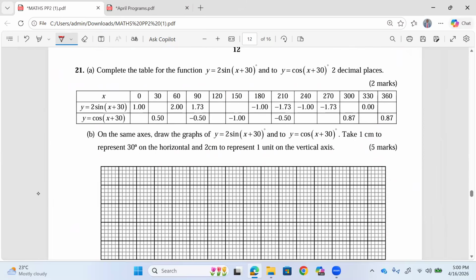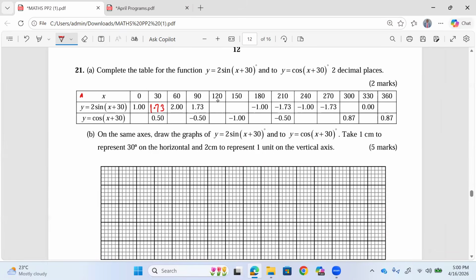We can start with the first function. We pick the values of x, because you can see the first row has x and the second row the values of y, 2 times the sine of x plus 30. So in this blank here, x is 30, plus 30, so that is 60. So sine 60 multiplied by 2. Sine 60 times 2 is 1.73.